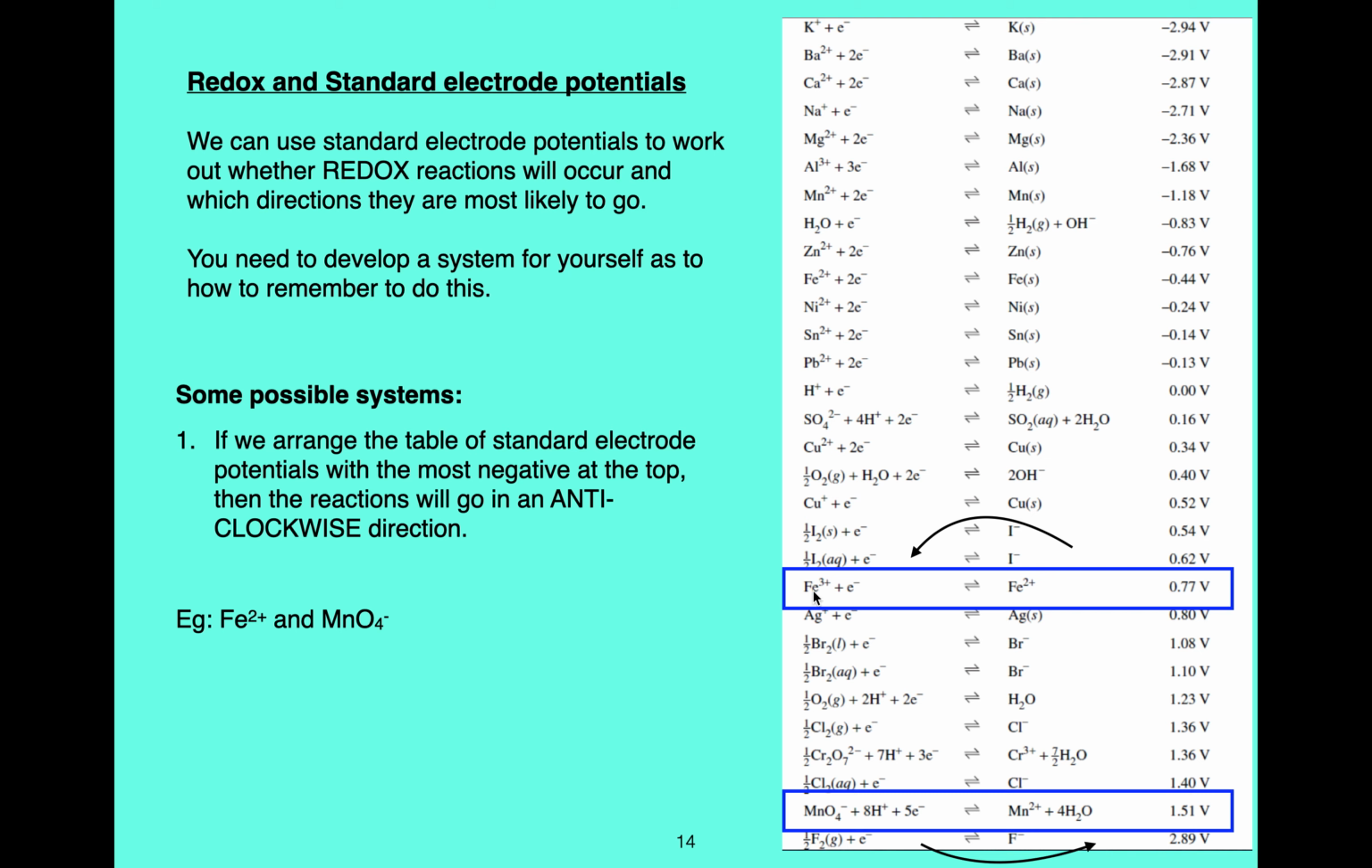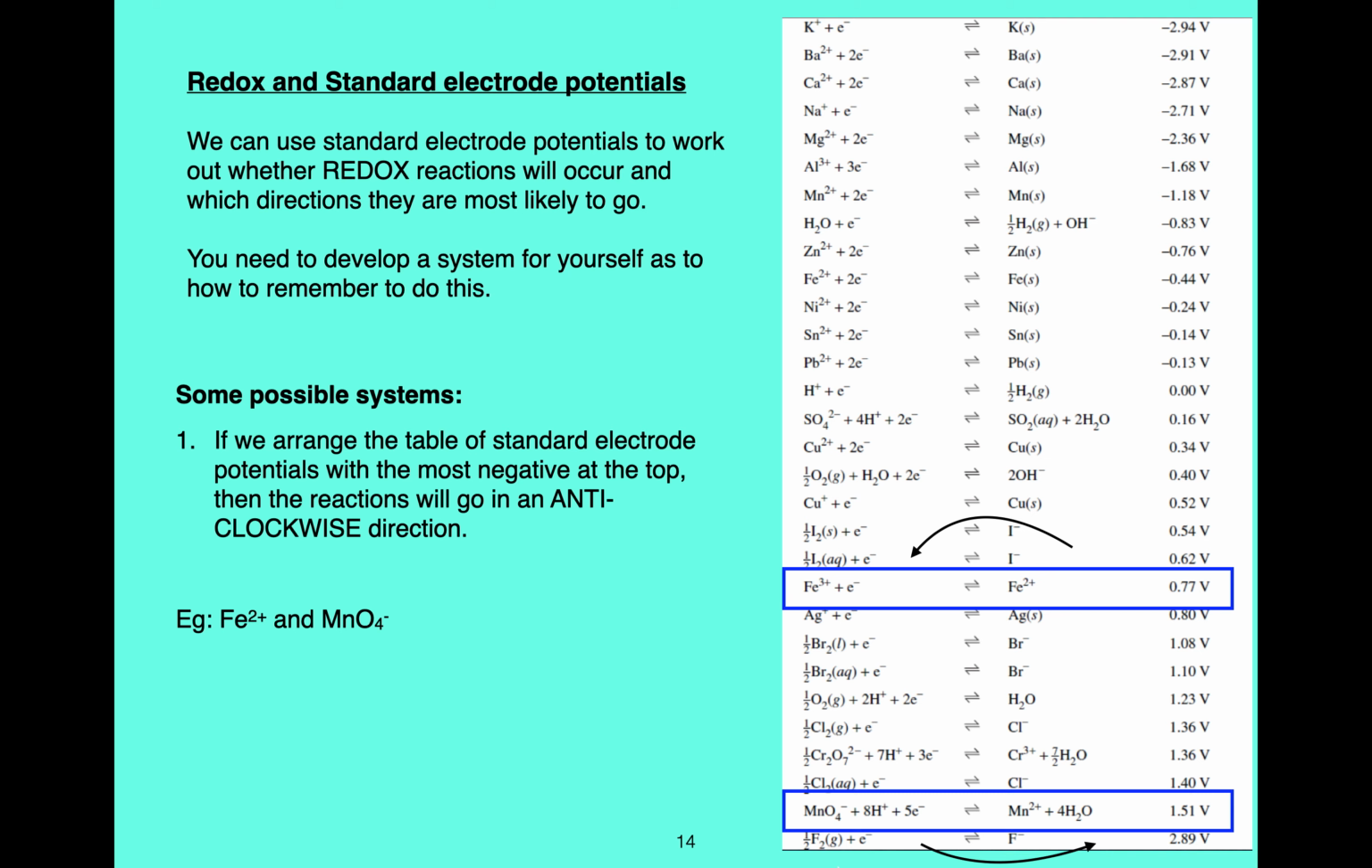If I've got two systems, Fe3+ with Fe2+ and manganate(VII) with Mn2+, then what's more likely to happen? Well, using the anti-clockwise rule, it's more likely that Fe2+ ions, iron(II) ions, are oxidized to iron(III) ions, and manganate(VII) is reduced to Mn2+. Okay, now we know that reaction happens, but you can see here that it's likely to go in that direction. That would be the direction of spontaneous change.